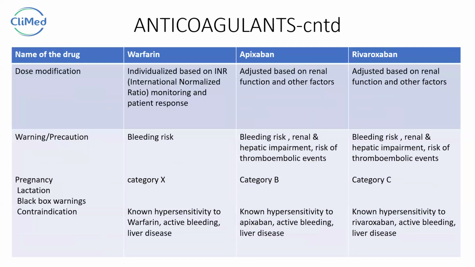Dose modification is required and is adjusted based on renal function and other factors. Warning or precaution: bleeding risk, renal and hepatic impairment, risk of thromboembolic events. Pregnancy category B. Contraindication: known hypersensitivity to apixaban, active bleeding, and liver disease. Can you go back to the last second slide?